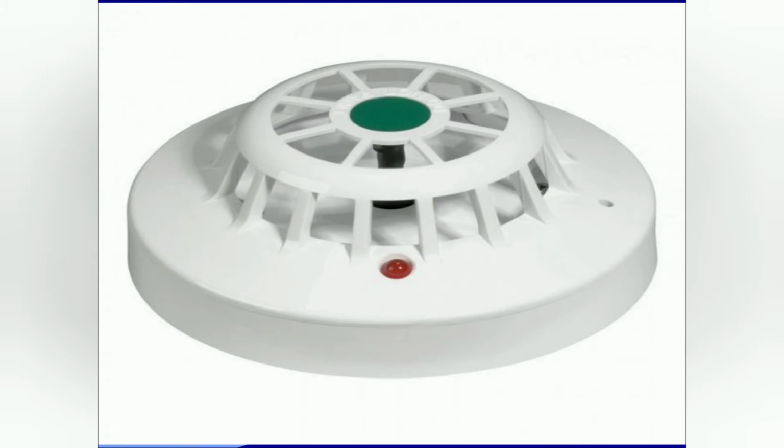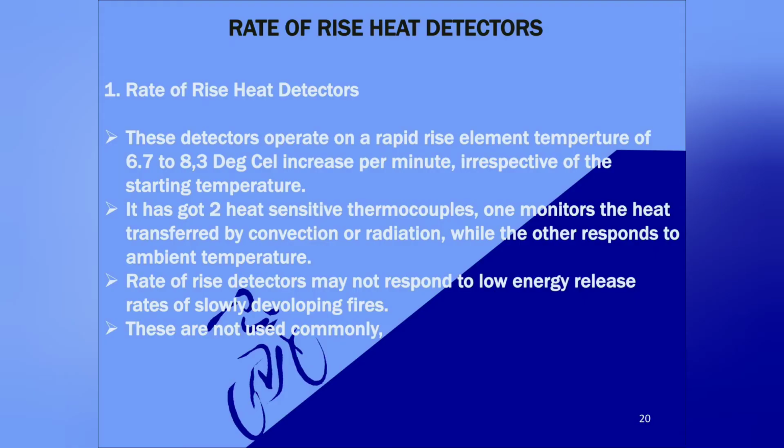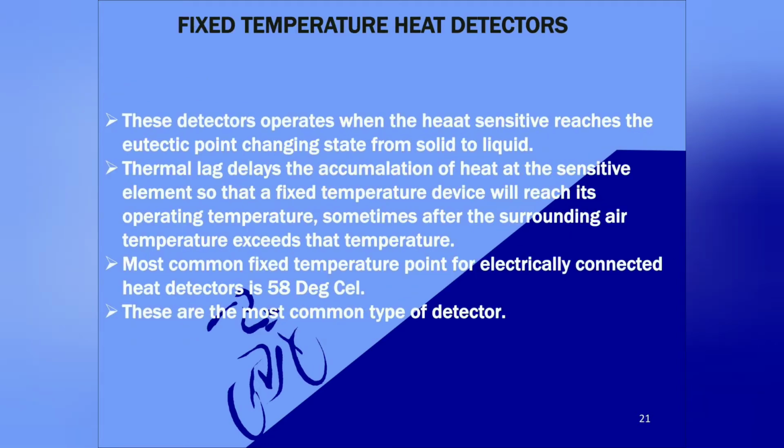Now let's see first about rate of rise heat detectors. These detectors operate on a rapid rise in element temperature of a range of 6.7 to 8.3 degrees Celsius per minute, irrespective of the starting temperature. These have two sensitive thermocouples, one that monitors the heat transferred by convection and the other that monitors the ambient temperature. The rate of rise detector may not respond to low energy release rates, as in slowly developing fires. These are not commonly used.